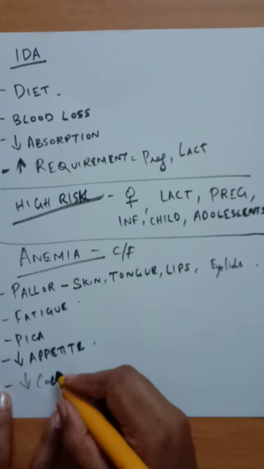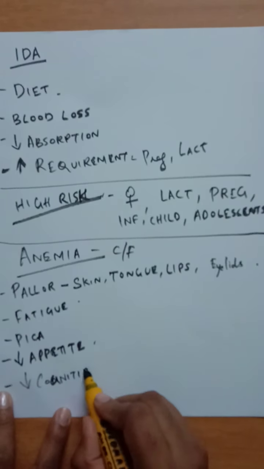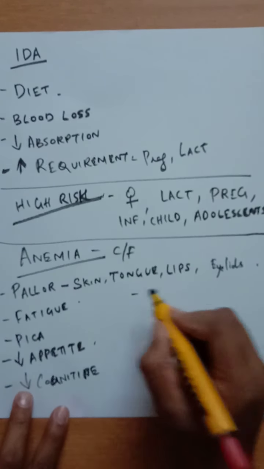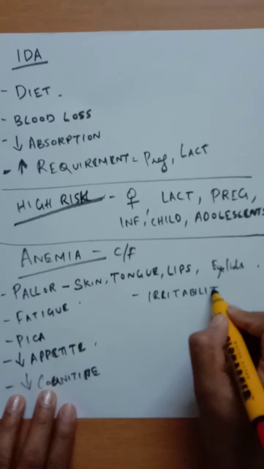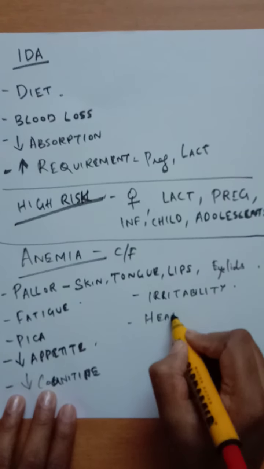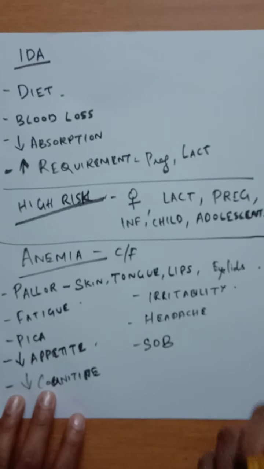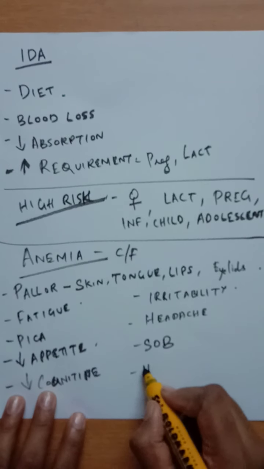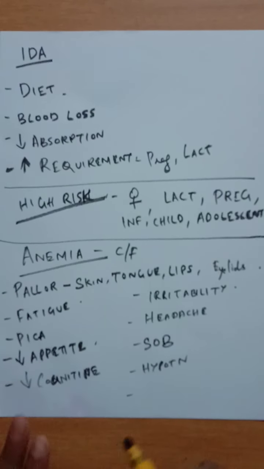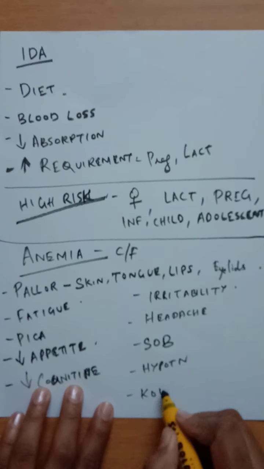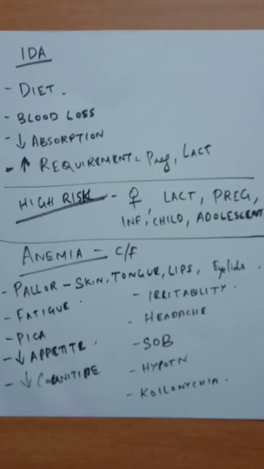So decreased school performance or decreased memory performance, and other features like sore tongue, irritability, headache, frontal headache, shortness of breath, dyspnea on exertion, orthostatic hypotension, and nail changes, brittle and concave nails, that's called koilonychia. So these are just some symptoms and signs.